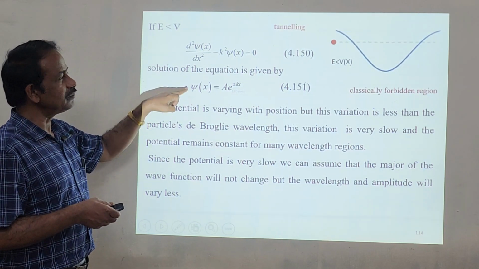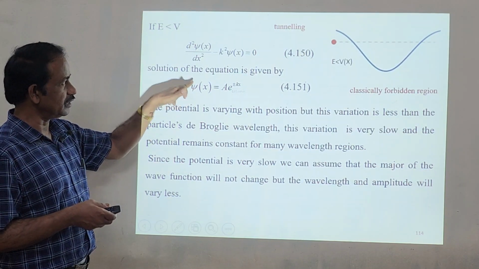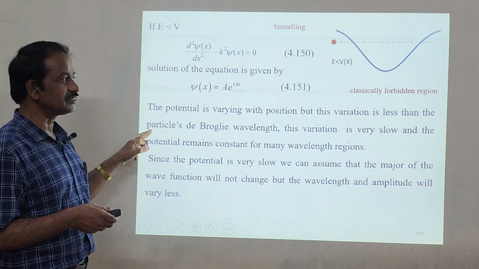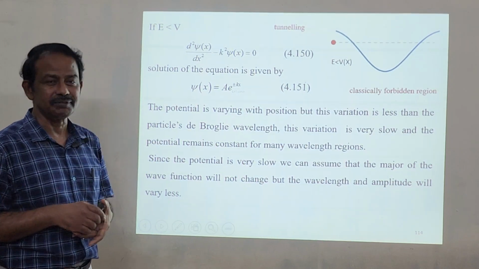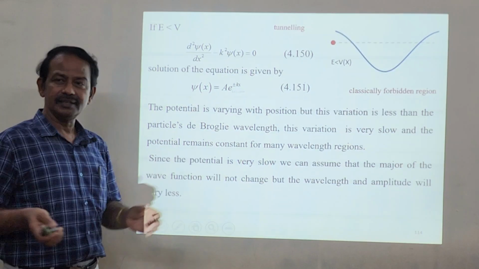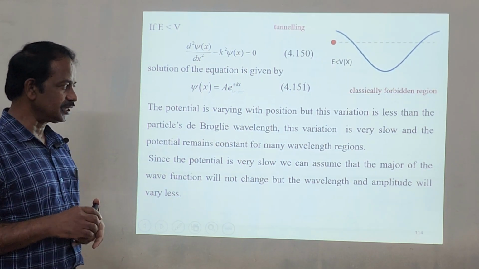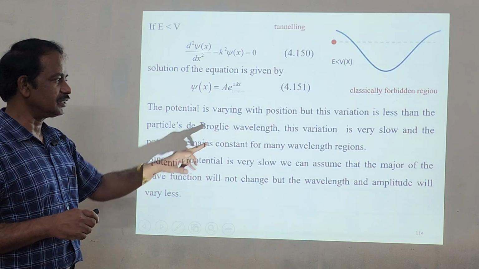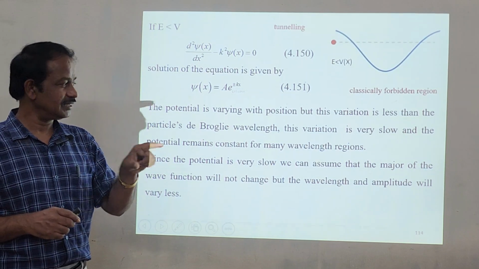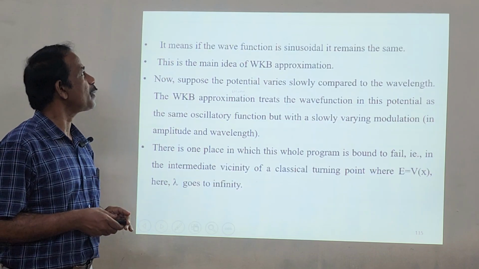So this equation again will have a solution. The potential is varying with the position. Here also the potential is varying with position, but this variation is less than the particle's de Broglie wavelength. This variation is very low and slow, and the potential remains constant for several wavelength regions. Very important: since the potential is varying slowly, we can assume that the wave function's form will not change, but the wavelength and amplitude will vary slightly. So in this case the wavelength will depend on x and the amplitude also will depend on x, in a slowly varying potential.